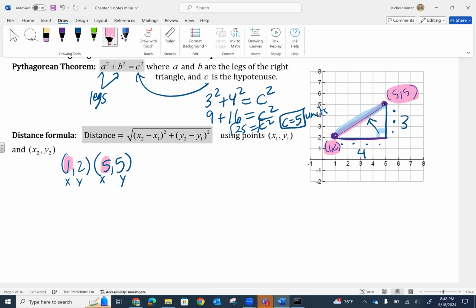Now, it technically doesn't really matter which order you do them in. You just have to write down both X values and add a subtraction sign between them. With slope, you have to be careful with the order that you do things. But with the distance formula, you just have to put down the X locations of both points. So 1 and 5, and add a subtraction sign between them. Put a parentheses and a square.